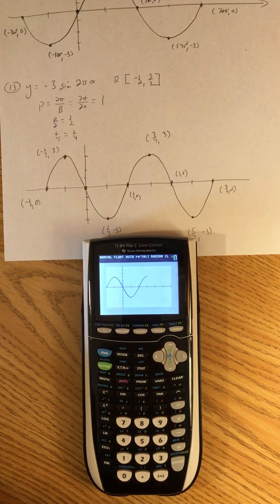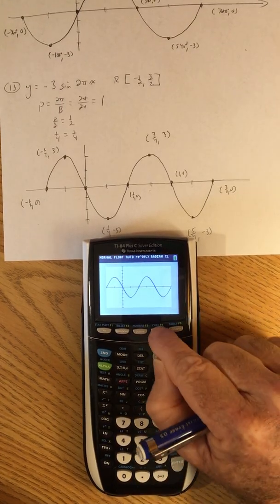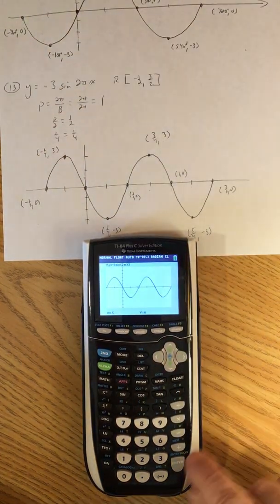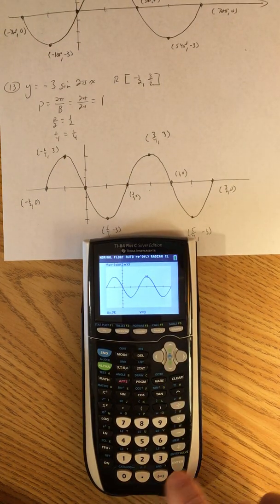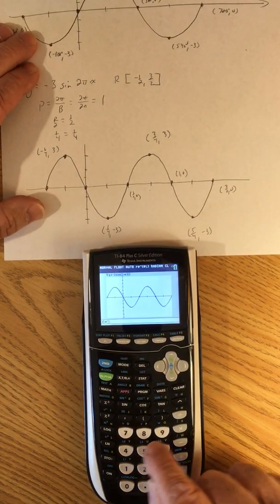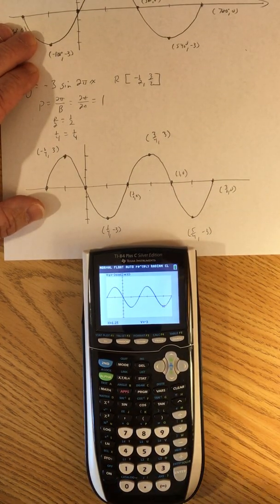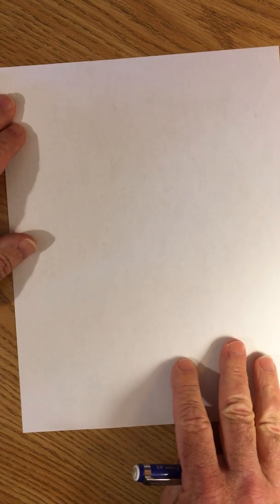Okay, this is looking good. And as it finishes, we'll put a trace on and type a couple of points. Let's try 3/4. Positive 3, that's good. Let's try this one down here, 5/4. Perfect. Now let's move to cosine.